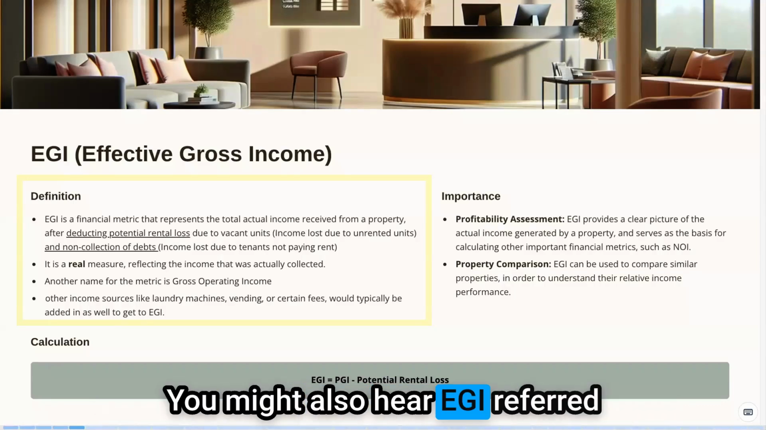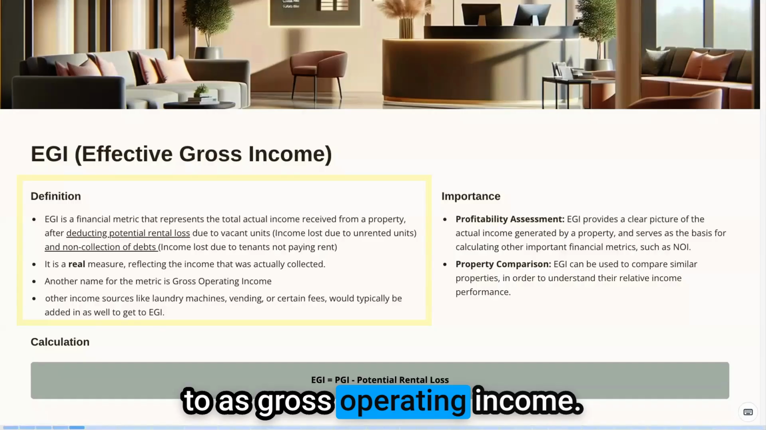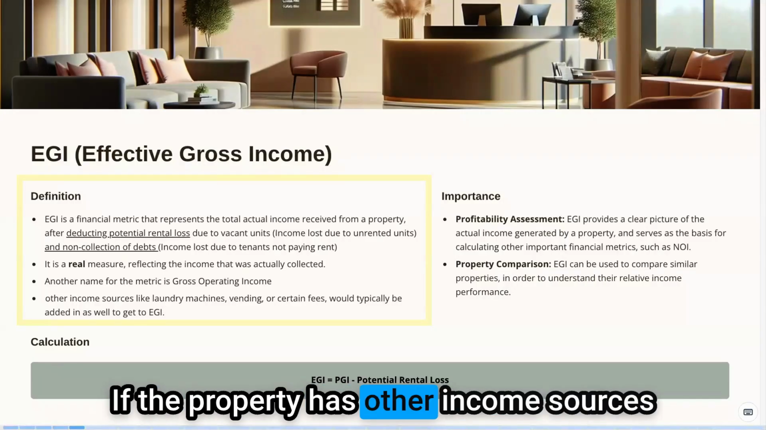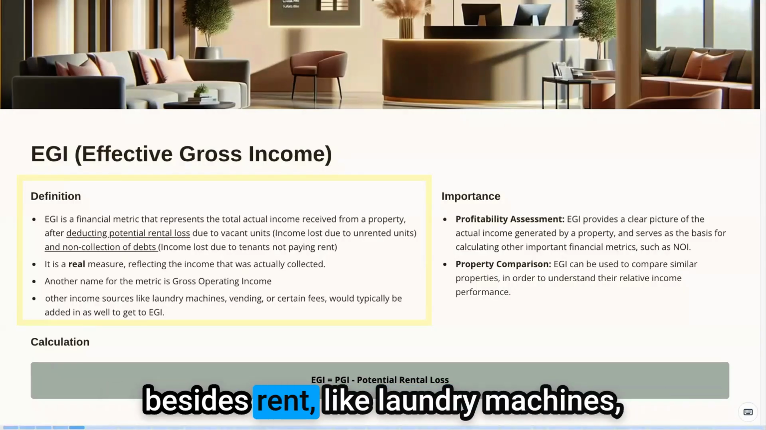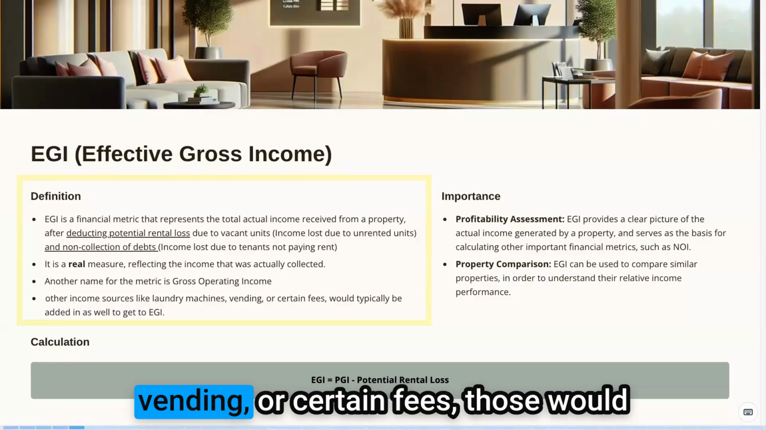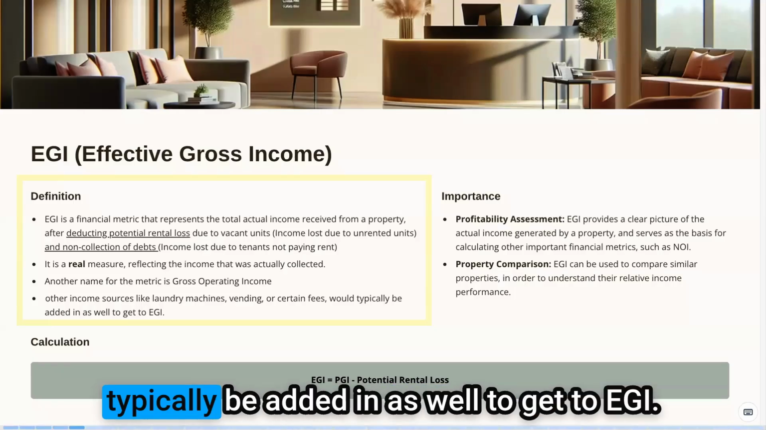You might also hear EGI referred to as gross operating income. If the property has other income sources besides rent, like laundry machines, vending, or certain fees, those would typically be added in as well to get to EGI.